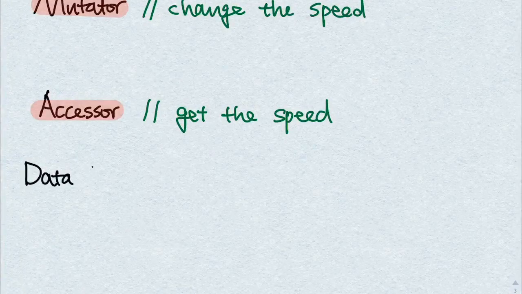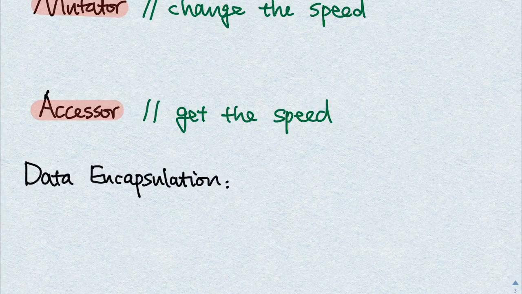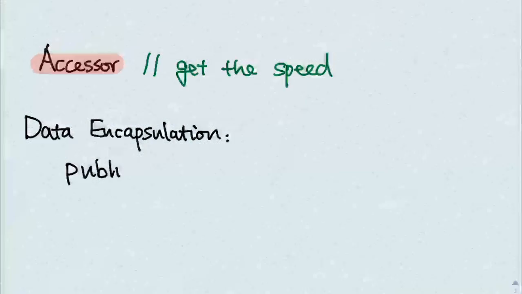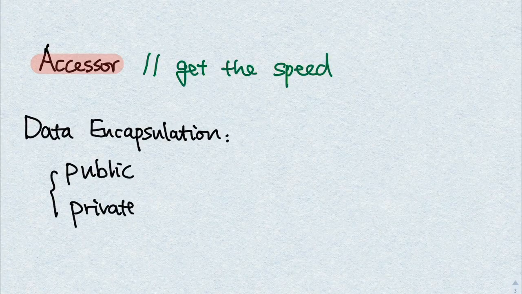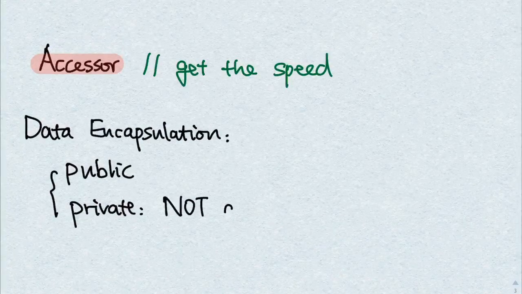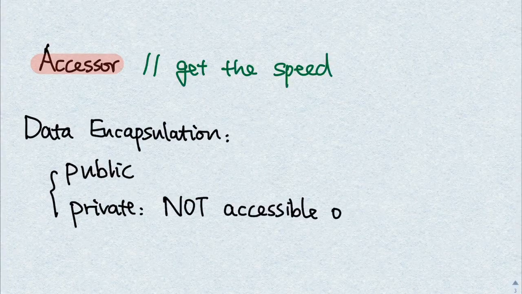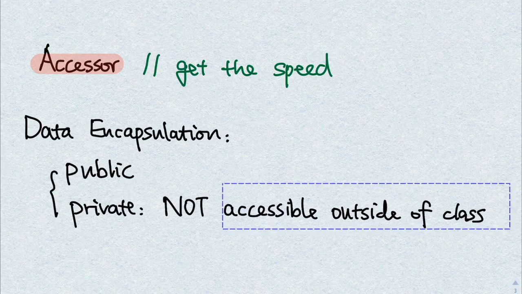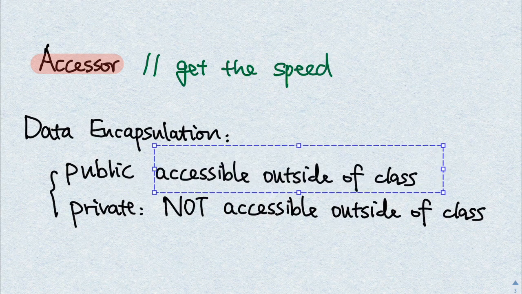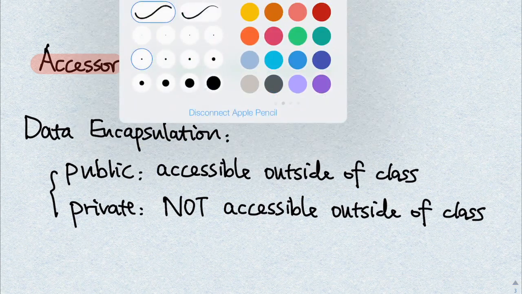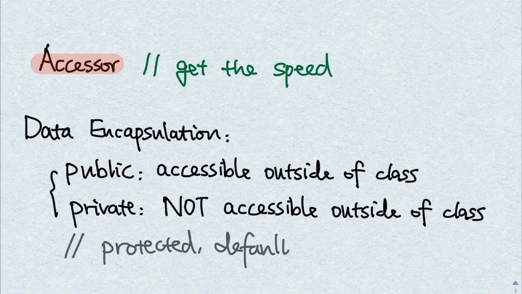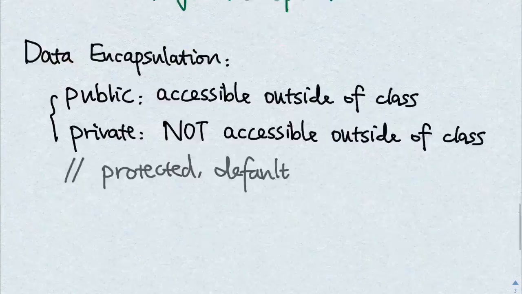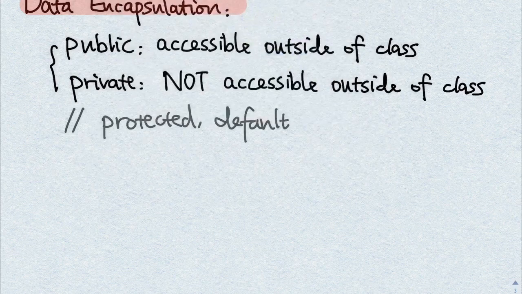Then, we are going to talk about data encapsulation. Data encapsulation refers to the action of hiding some parts of data from users. There are two different access labels in order to achieve data encapsulation, which are public and private. Private refers to the fields or methods that are not accessible outside the class, and public refers to fields or methods that are still accessible outside of the class. Actually, there are other access labels, protected and default, but we will not use them right now.